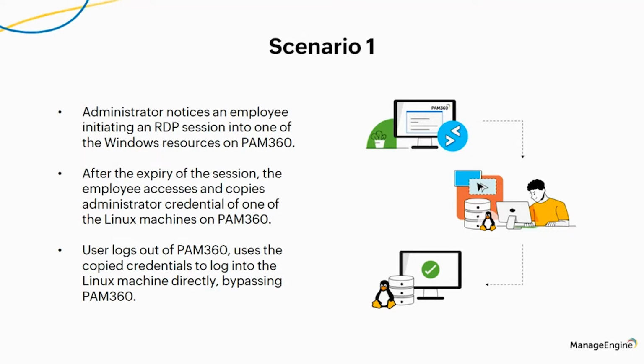But on this particular day, the user launches an RDP session, and once they're done with it, they retrieve a Linux machine's credential, and then they decide to bypass PAM, because in this scenario, the actual Linux credential has been shared to be retrieved in plain text. The user actually has the ability to copy the credential. Typically, this will not happen in PAM solutions. We suggest not to allow credentials to be retrieved in plain text.